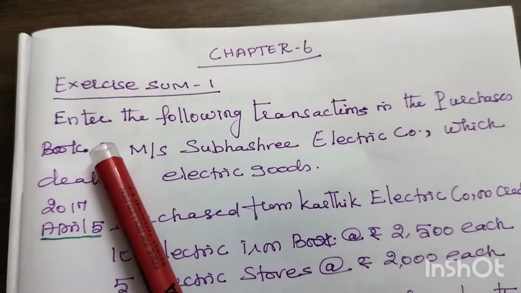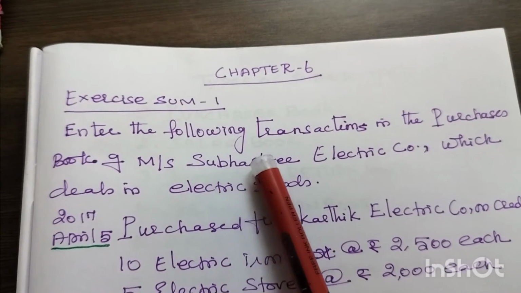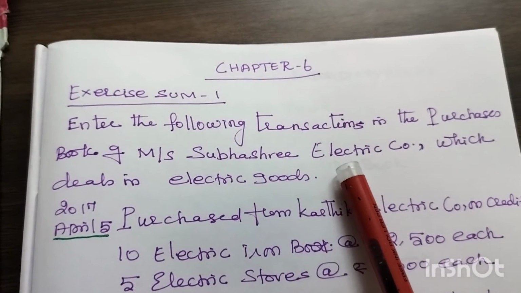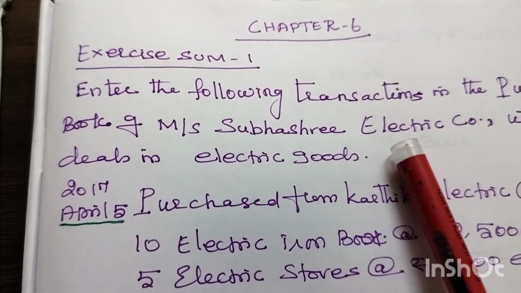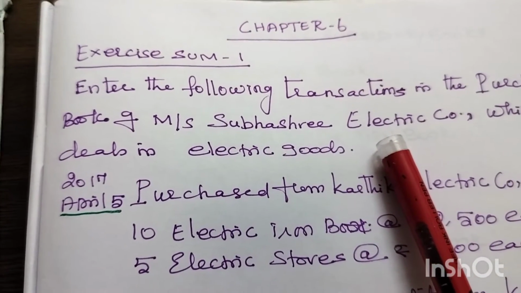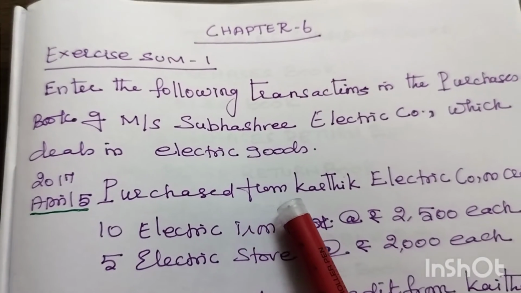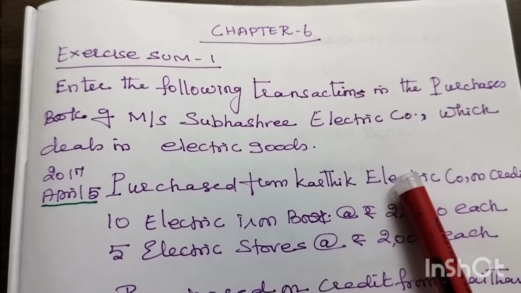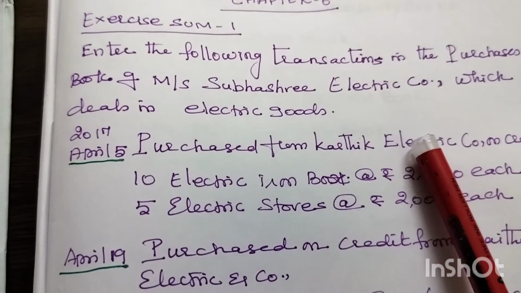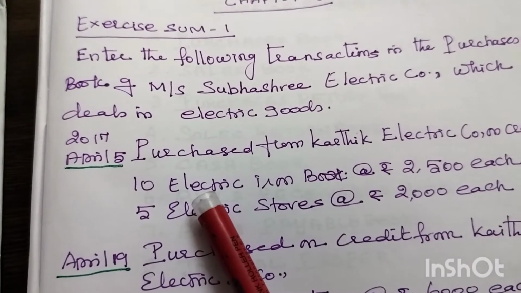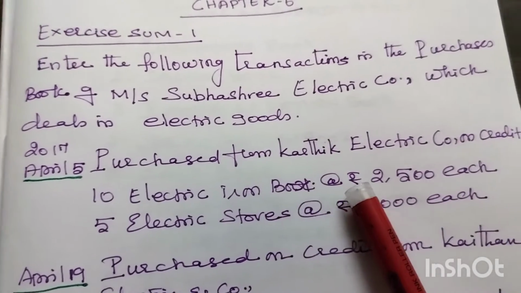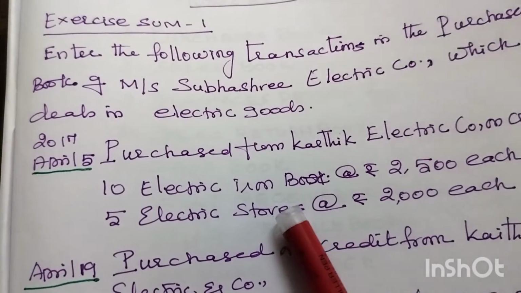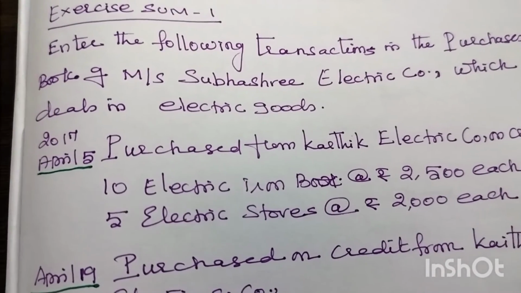Okay, let's see exercise sum number 1. Enter the following transactions in the purchases book of Miss Subsidiary Electric Company, which deals in electric goods. 2017 April 5, purchased from Karthik Electric Company on credit. So this transaction tells us it is a credit purchase. What goods did they purchase? 10 electric iron boxes at rupees 2500 each and 5 electric stoves at rupees 2000 each.